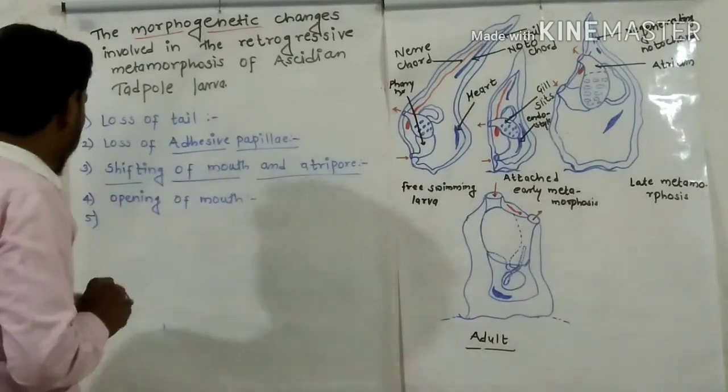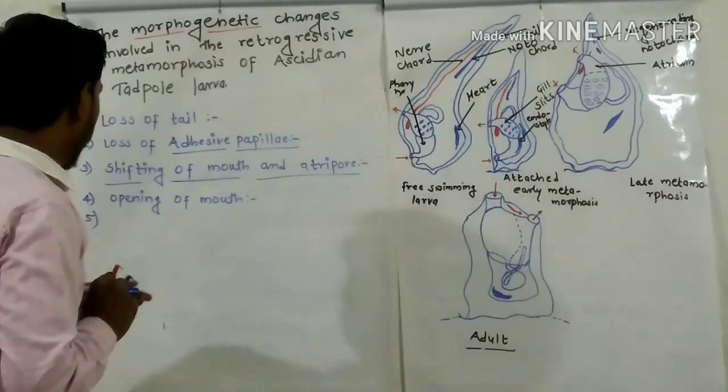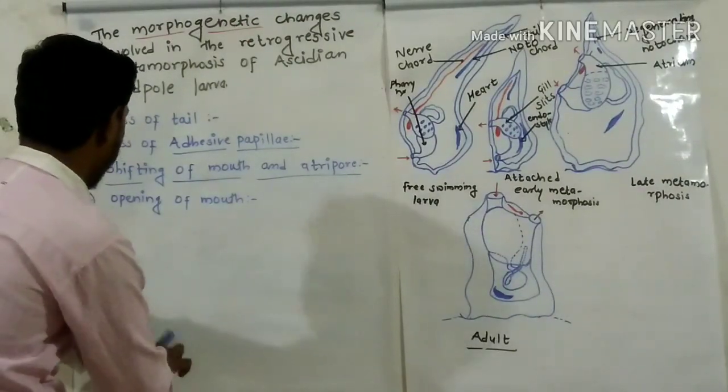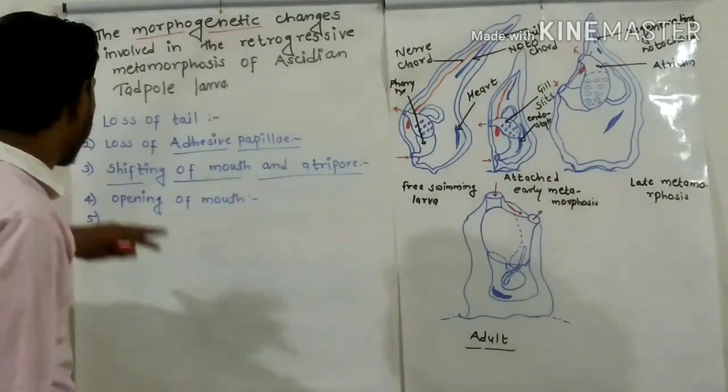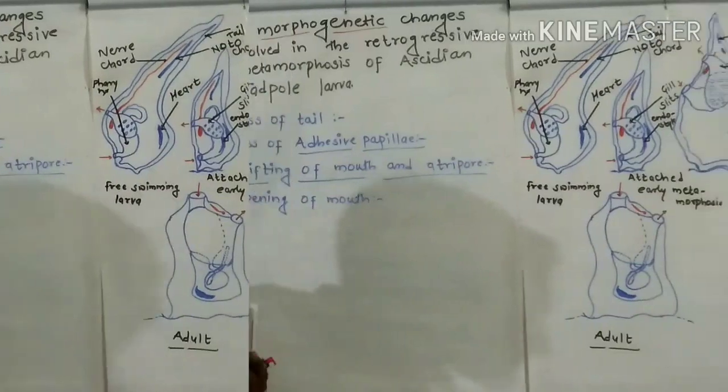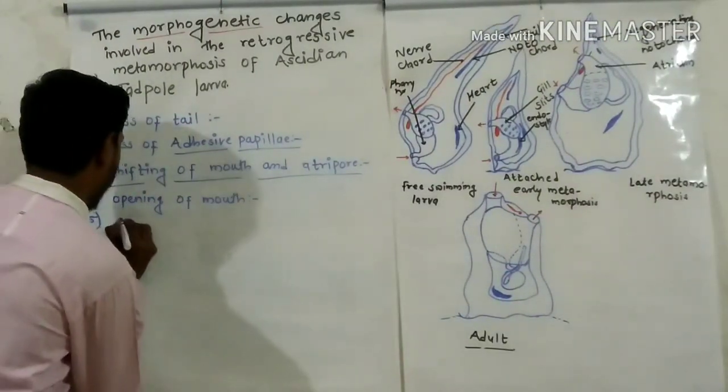Fifth point, there are the 10 points which are involved in the morphogenetic changes. The fifth point is changes in brain.